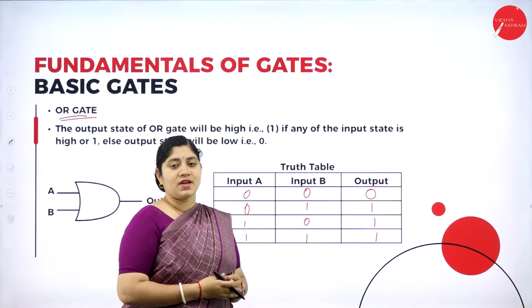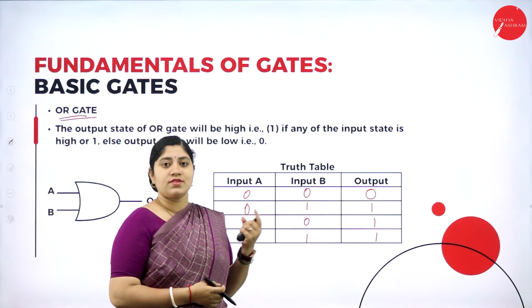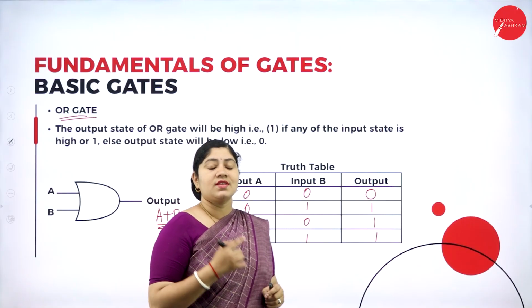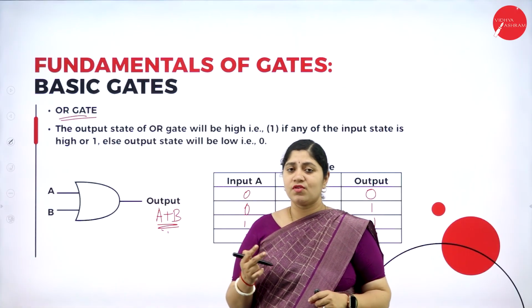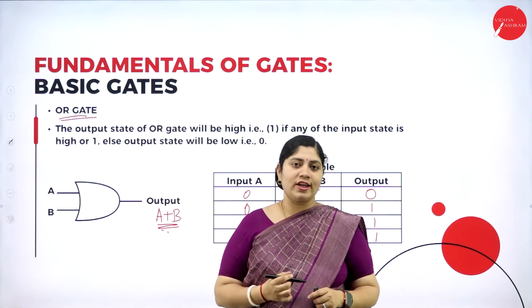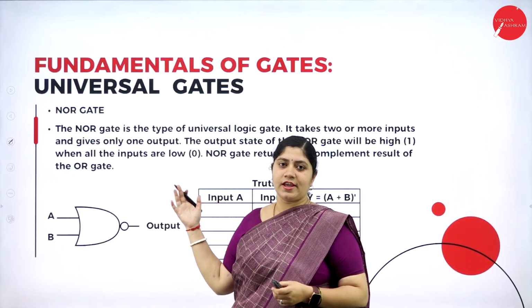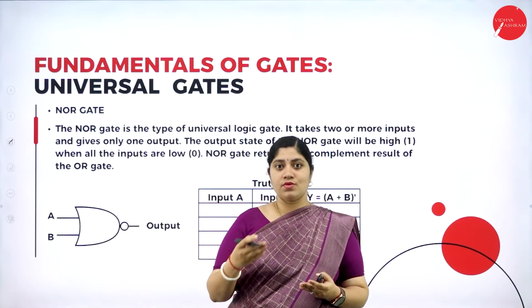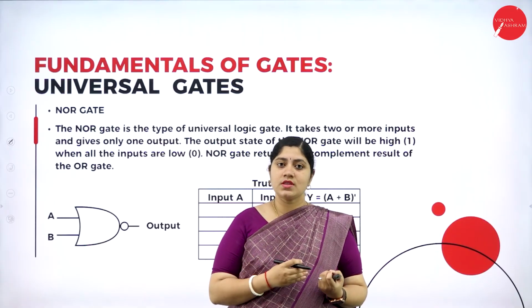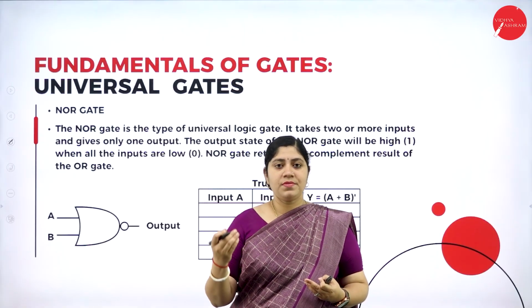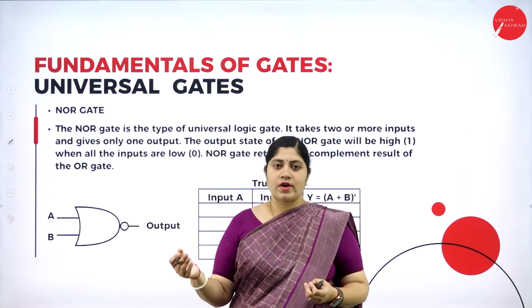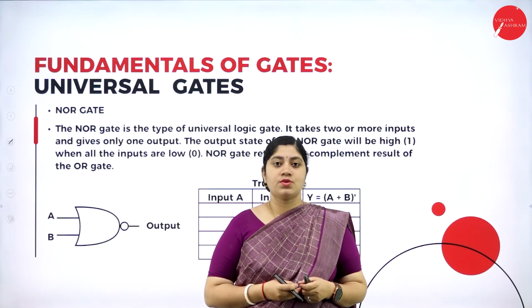So this completes our basic gates. Let's recall the basic gates: the first one is the NOT gate, the second one is the AND gate and the third one is the OR gate. There is also something called universal gates. These gates are called universal gates because by using these gates you can implement other gates too. That's why it is called a universal gate.